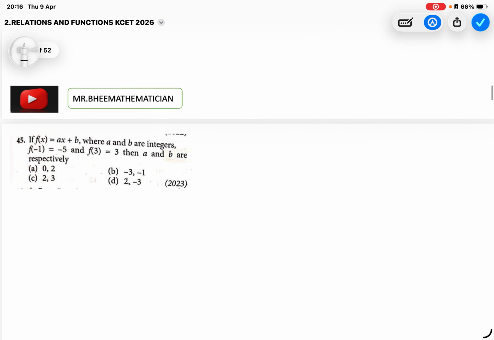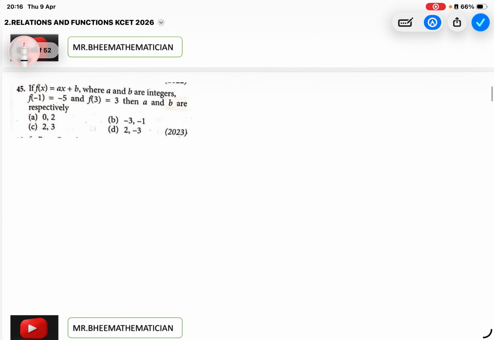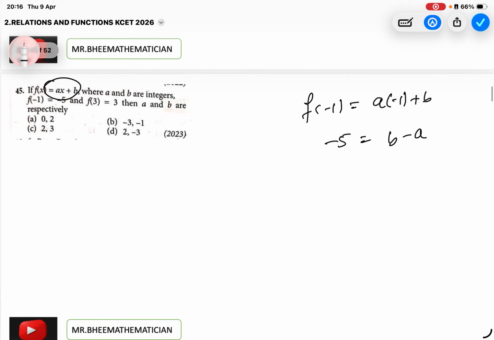Question number 46 is repeated. Here f of minus 1 is equal to a into minus 1 plus pi, meaning in this function I am substituting. Next they have given this value as minus pi, b minus a. Next, f of 3, f of 3 is 3a plus b.